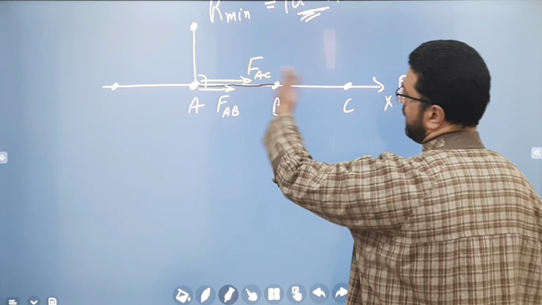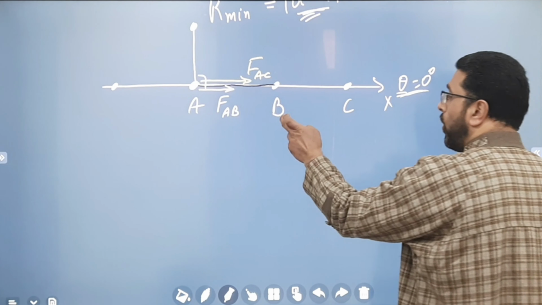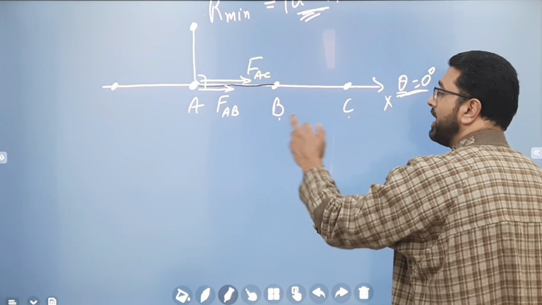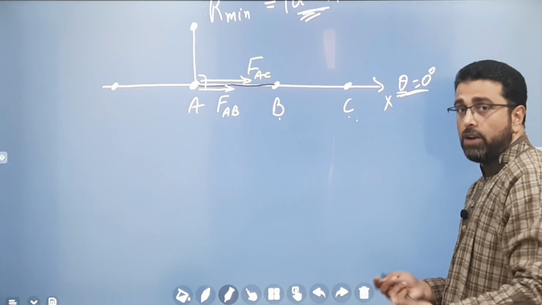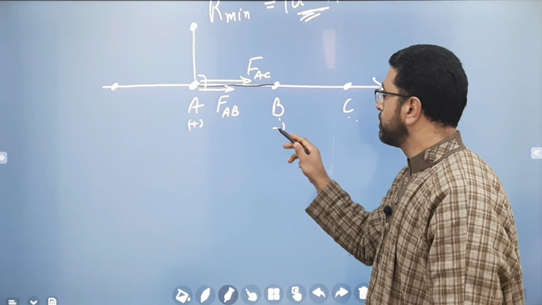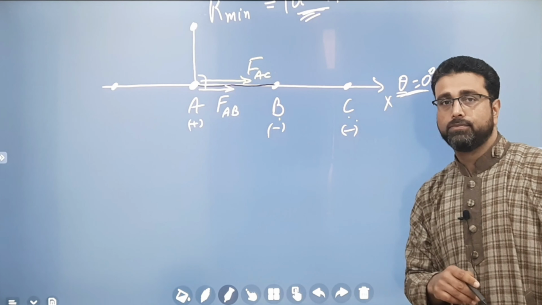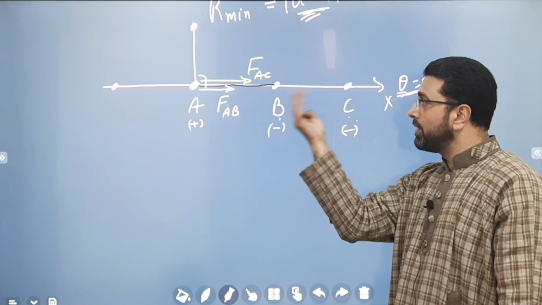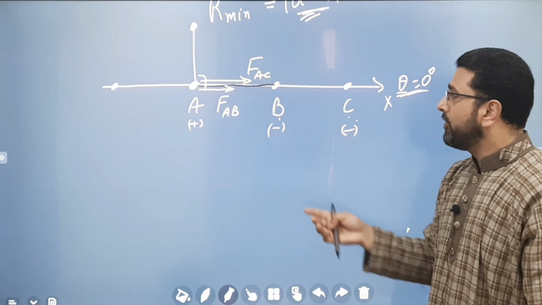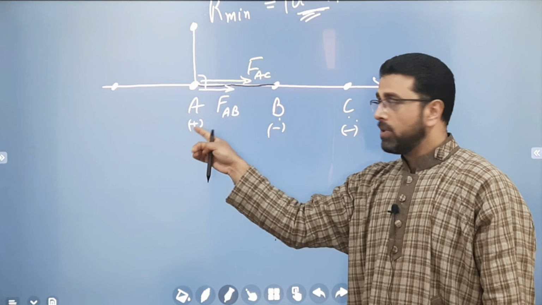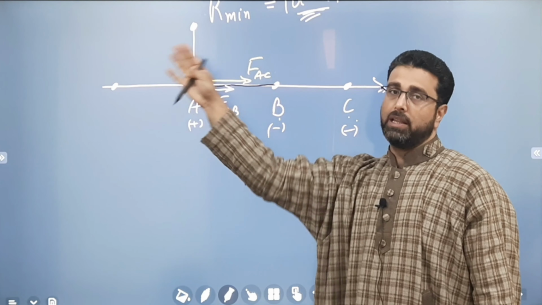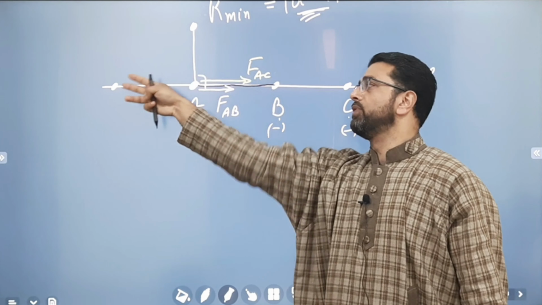So both forces are rightward this time. Meaning both B and C are attracting it. That means both B and C must be unlike A. Then only attraction will be there. So if A is positive, then B must be negative. C must also be negative. Then only both of them will attract A. Then only both forces will be in the same direction. Now, if A is negative and both of these are negative, then both these forces will repel them. That will also work. Both forces will be in this direction.